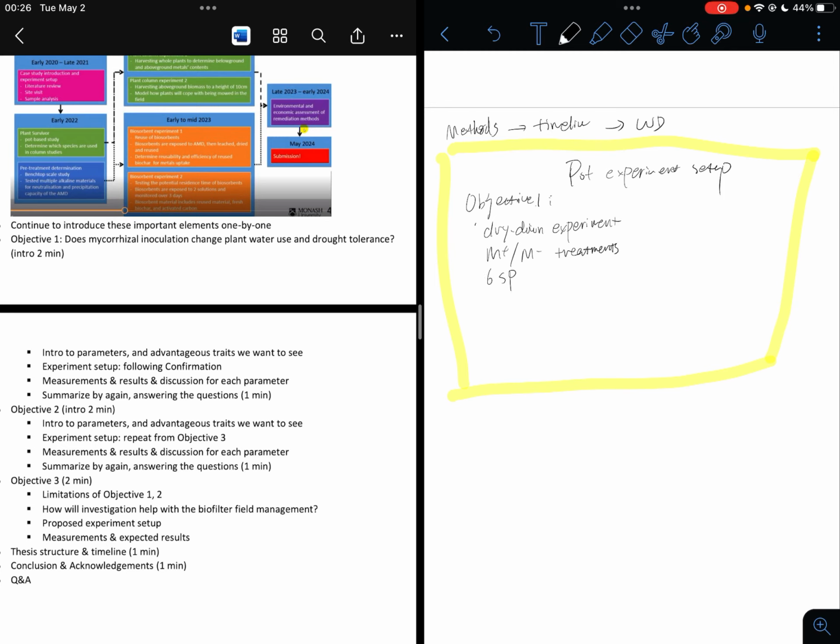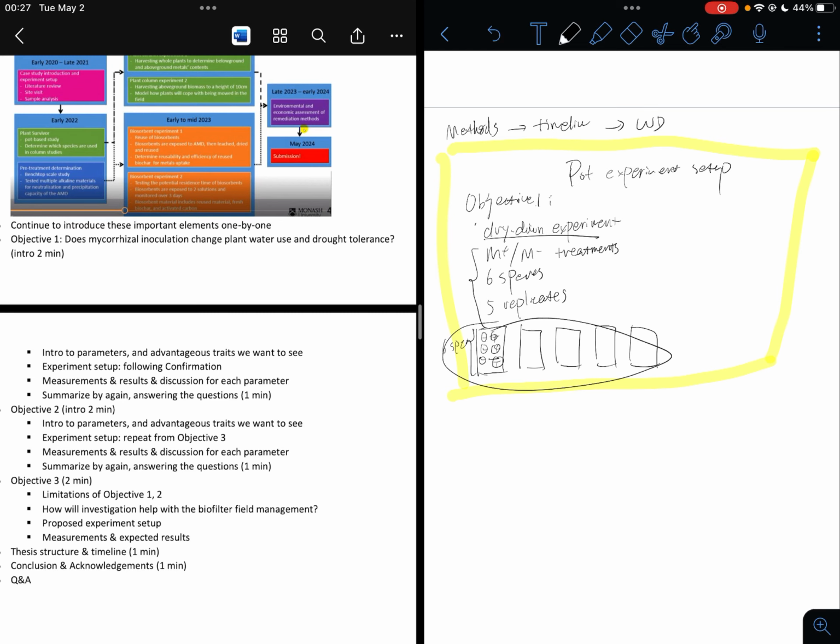And we have 6 species and 5 replicates, right? Even better if we draw it. So we have 5 replicates, which is why we have 5 blocks. So 1, 2, 3, 4, 5, and within each we have 12 treatments: minus, plus, minus, plus, minus, plus, and then there are 6 species. So draw it there and plan it out, so that will be straightforward.